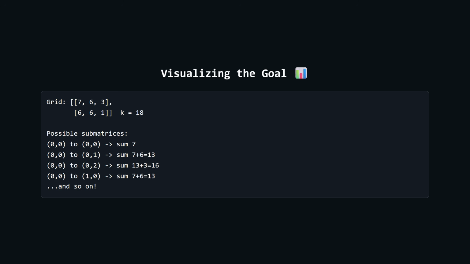Let's look at this example. If we just take the first cell, the sum is 7. That's under 18, so that's 1. If we take the first two cells in the top row, the sum is 13. Still under 18. We keep expanding either to the right or downwards, and checking if the total sum of that rectangular area is still okay.